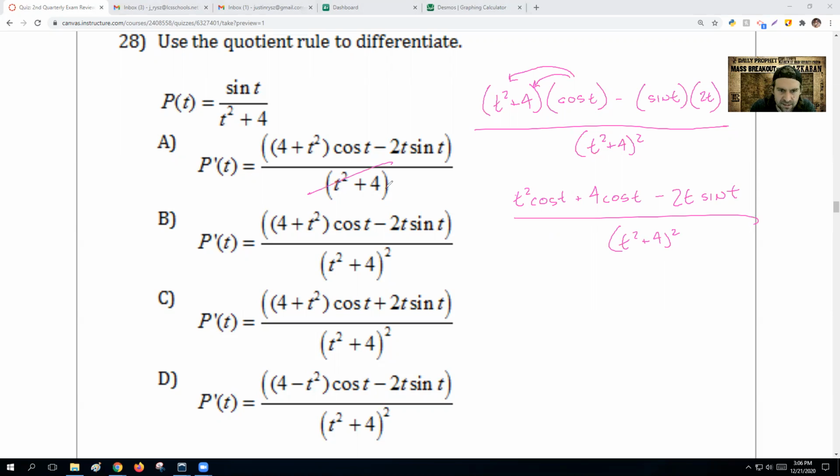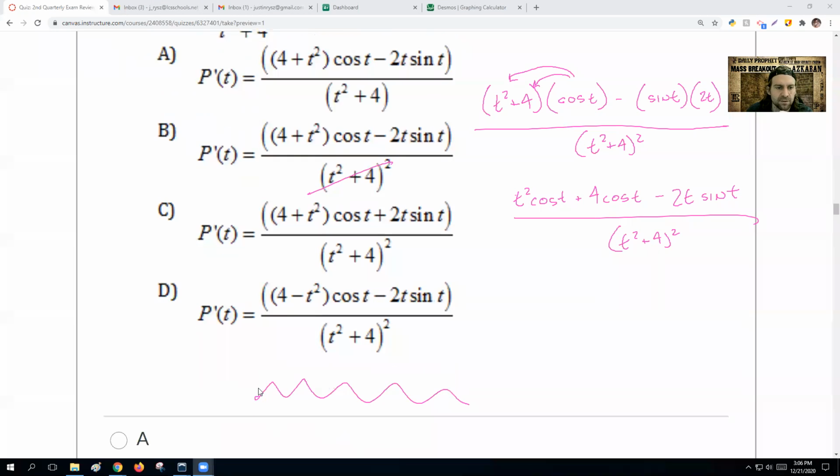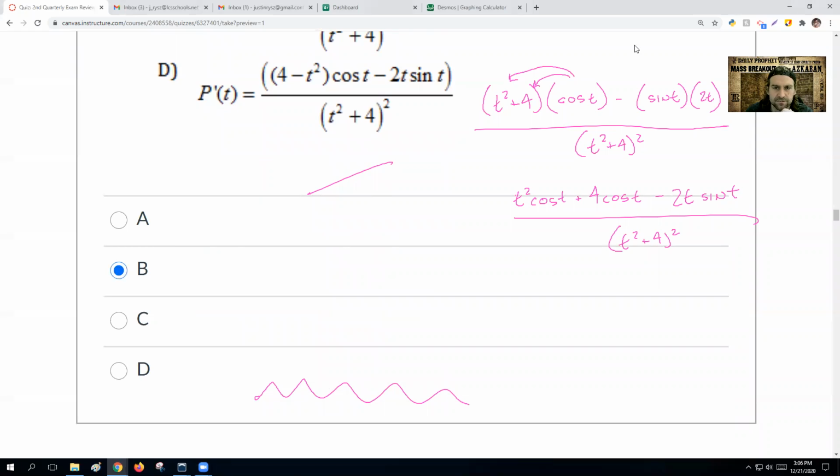All right, it's not A because that's not squared. Okay, next. Well, the only thing here is we could factor out, I guess, the cosine t from both those and get a t squared plus 4 cosine t, which that one's good. It is not D because it's not minus. And then it's a minus sign, so that would be B. It's the only thing left that would make sense.